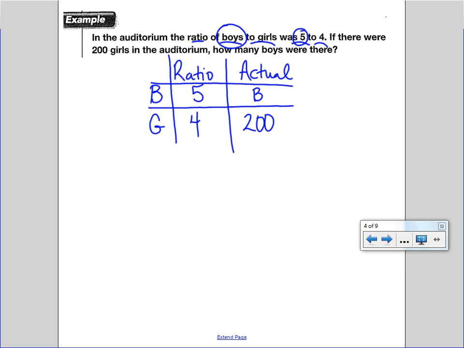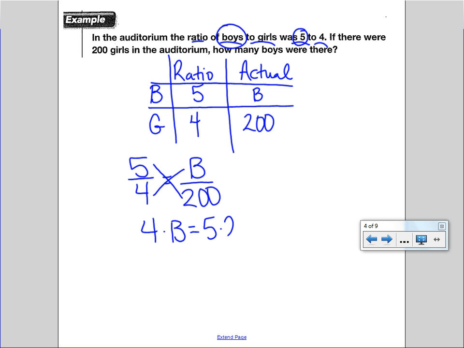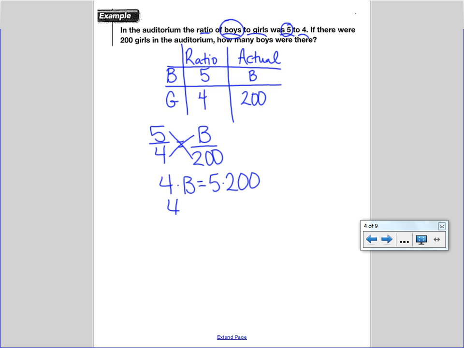Once again, I have set up a proportion. So I have 5 over 4 equals B over 200. To solve the proportion, once again, we always do the cross product. So that means we have 4 times B has to be equal to 5 times 200. So 4 times B is 4B, which has to be equal to 5 times 200, which is 1,000.